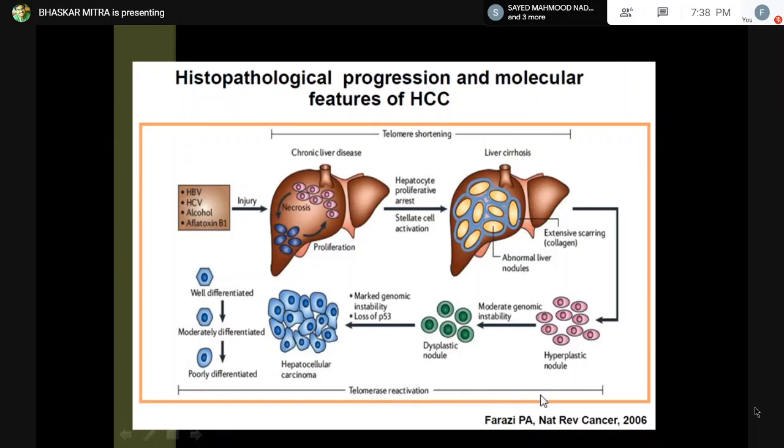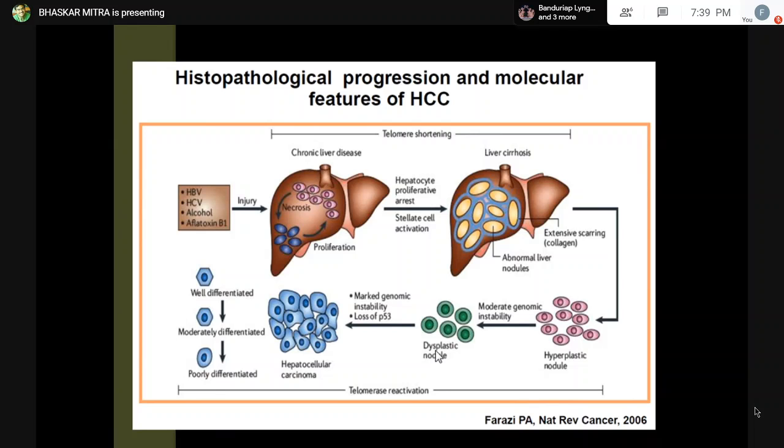Henceforward, there starts the molecular genomic instability and transform these hyperplastic nodules to dysplastic nodules. Over that, more and more genomic abnormality or instability like loss of P53 and many more are going on that causes the development of these dysplastic nodules into the malignancy or hepatocellular carcinomas. This may be well or poorly differentiated.